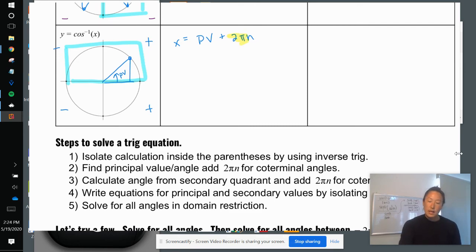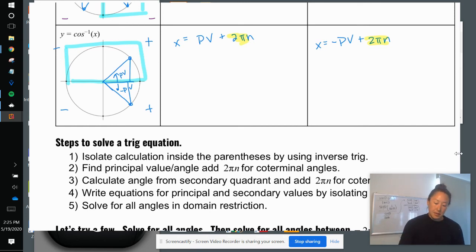Okay. For this secondary equation, notice your secondary equation is just a reflection of the triangle from the first quadrant. So this angle right here is just negative your principal value. That's it. So to get the second set of answers, we do negative your principal value plus 2 pi n. And again, those take care of your coterminal angles.